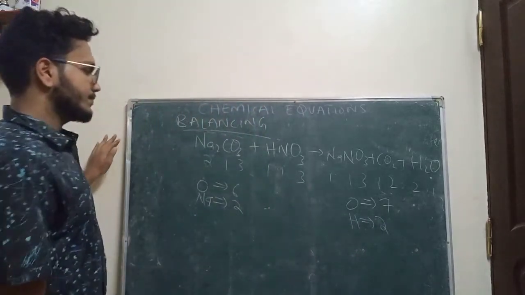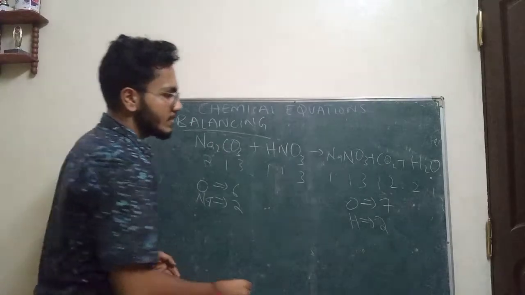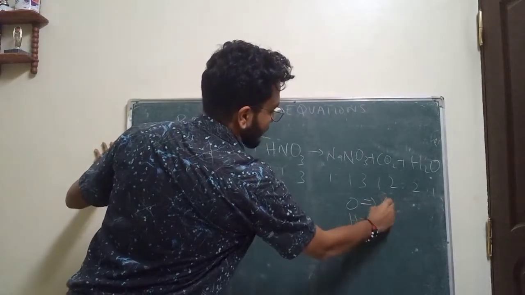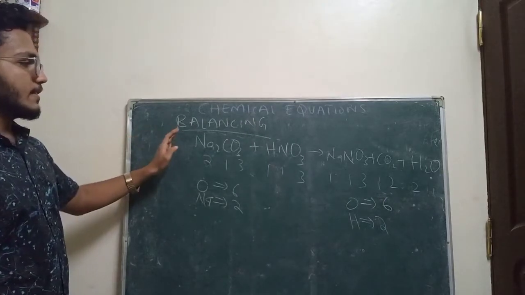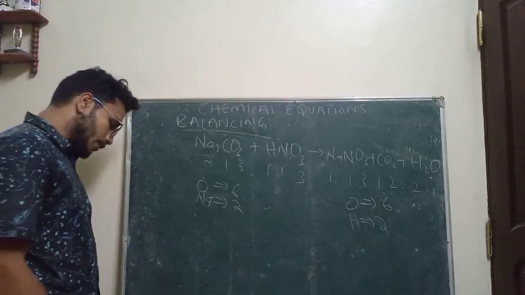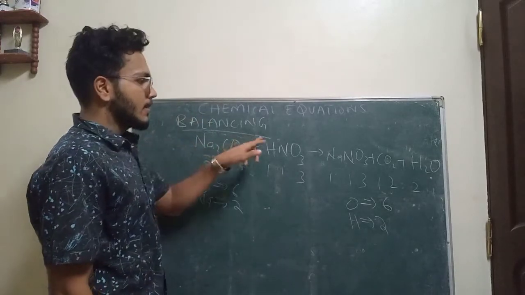Carbon is 1. So carbon is balanced, oxygen is not balanced. No, oxygen is also 6. 3, 4, 5, 6. So what is not balanced in this chemical equation? What is not balanced is sodium carbonate.